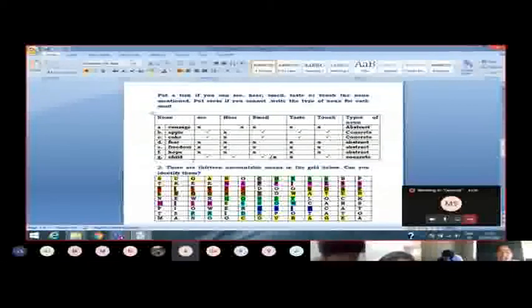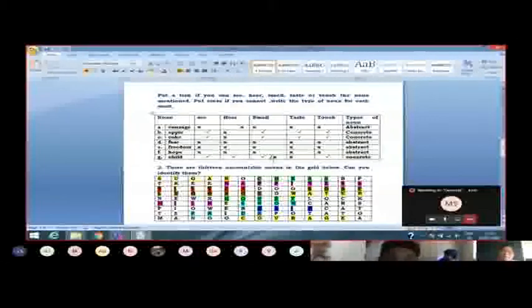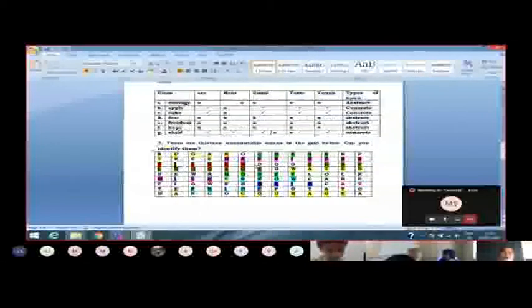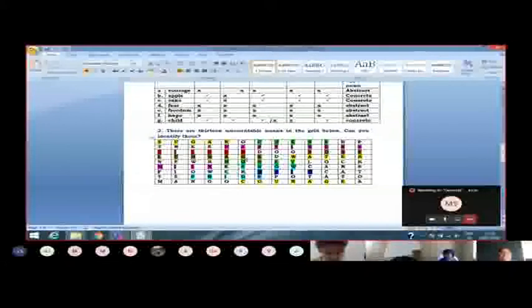Child. Sister, which number is this? Child is a concrete noun. Child is a concrete noun, which means we can see, hear, smell. Taste is not there, but touch. We can touch the child. This is a concrete noun. These are the types of nouns you have. Two types we have seen here. Down you see, this exercise you see. There are 13 uncountable nouns in the grid below. Can you identify them? So you identify now.